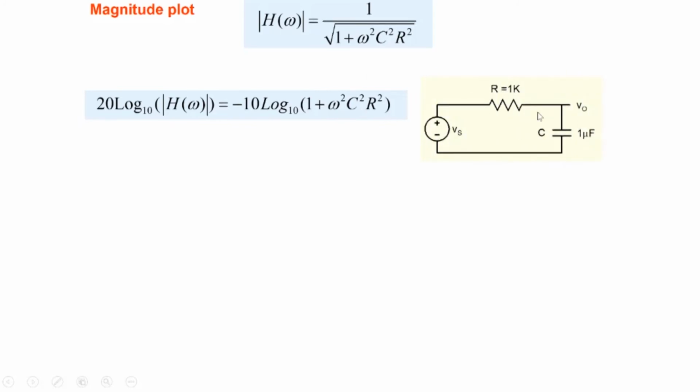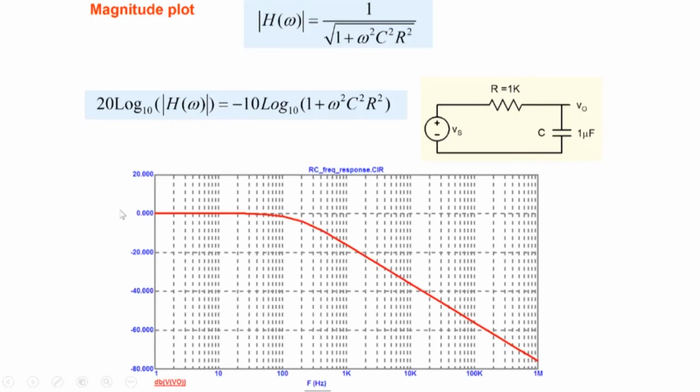So this is the circuit. Let's put some numbers here, 1 k and 1 microfarad. And this is the plot of the magnitude of the transfer function expressed in decibels as a function of frequency, plotted on a log scale over a large range of frequency. Note that we are going almost from 1 hertz to 1 megahertz, a range of frequency which is how many decades? 6. Six decades, from 1 hertz to 10 to the power 6, we are plotting, and we are plotting this in decibels.